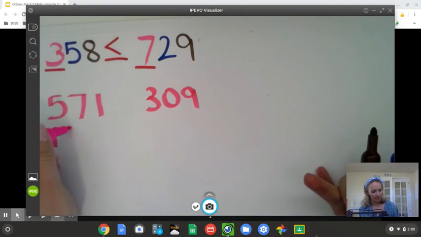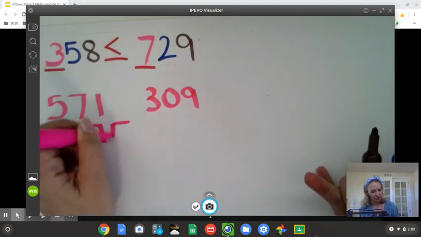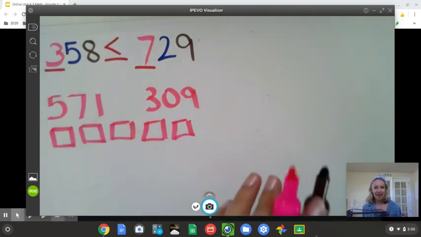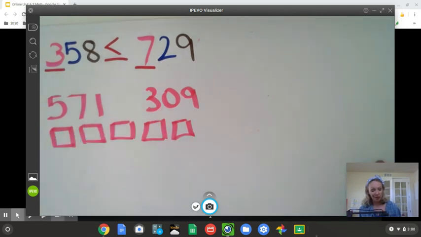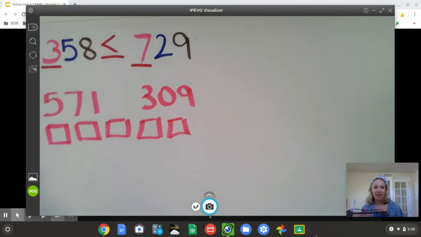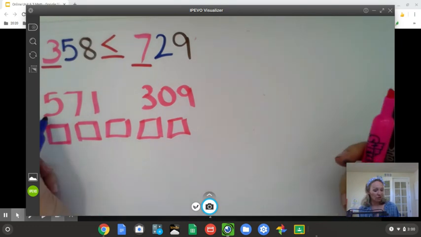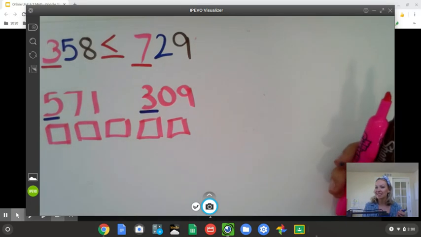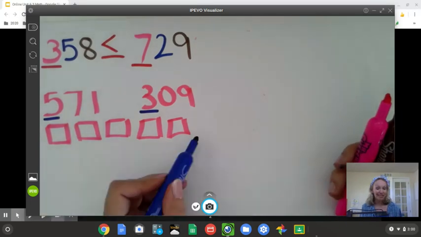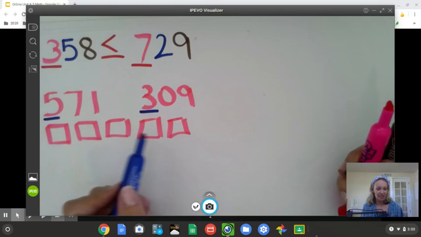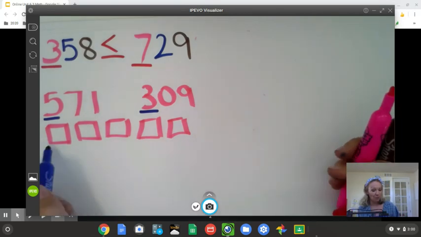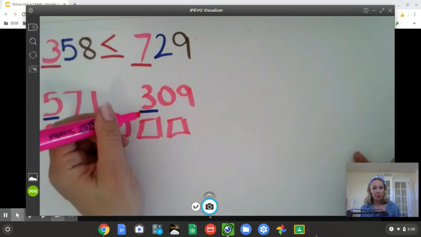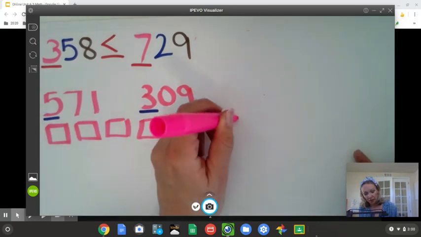I can draw 100, 200, 300, 400, 500. I can make my 10 sticks if I want, but I don't even need to. If you can determine by the first number on the left that it's not the same, I don't even need to make my 10 sticks and ones in this case. Really, I'm comparing my 500 blocks to how many 100 blocks in 309?